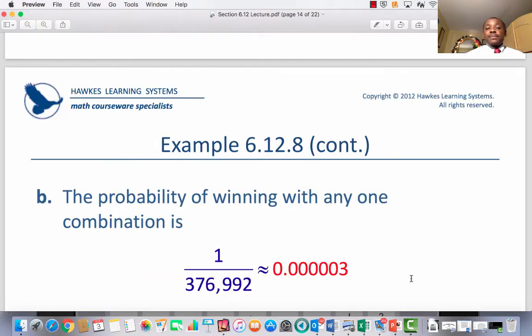376,992. If you go out there and buy just 1 ticket, what is the probability that that will be the winning ticket with the 5 numbers you have? It is 1 divided by 376,992, which is 0.000003. You probably should just keep your money.